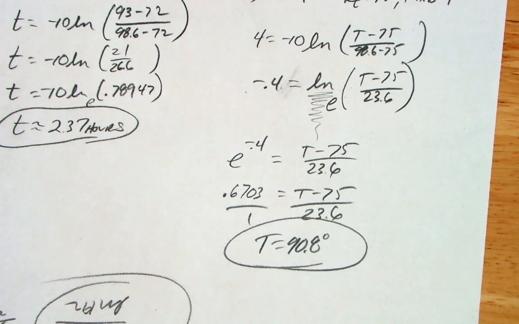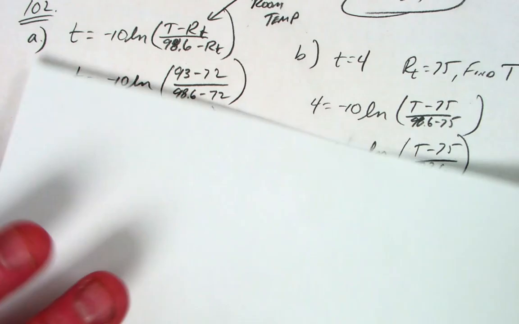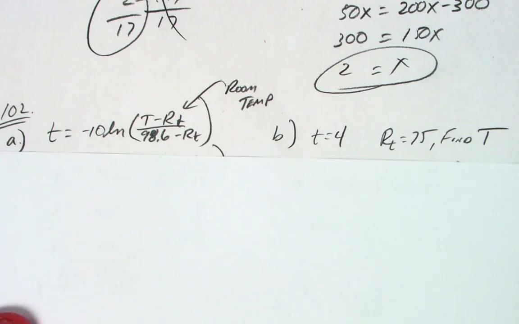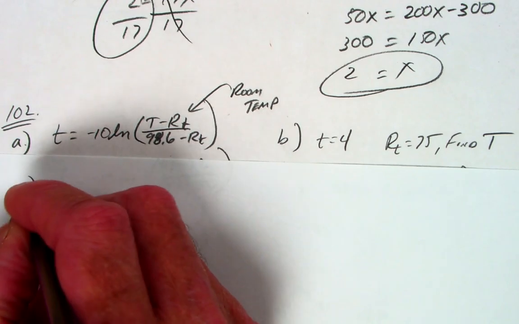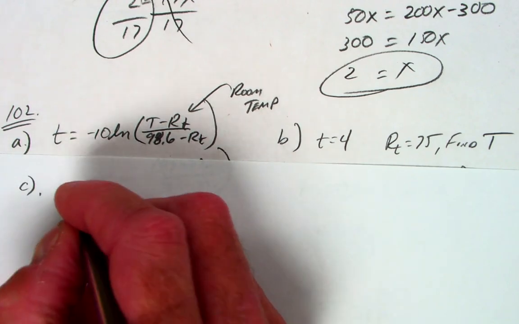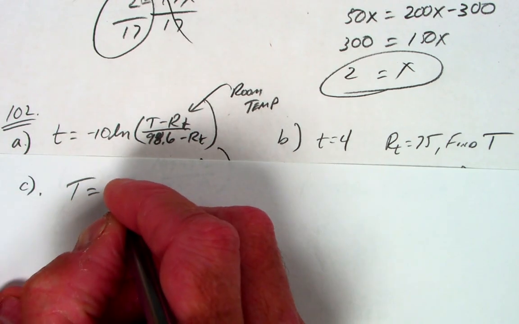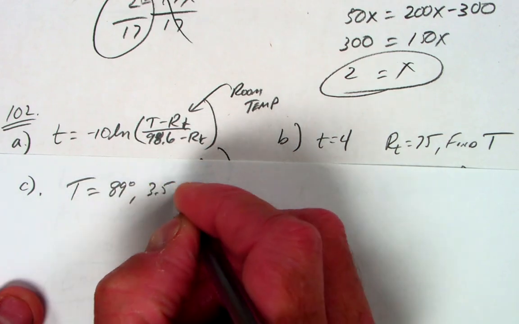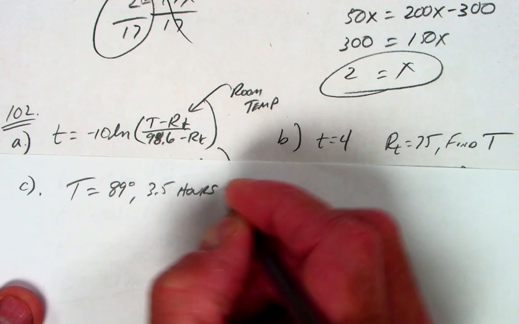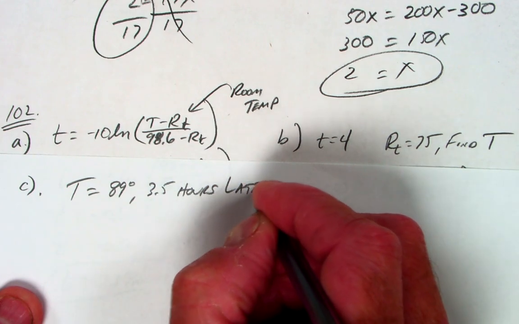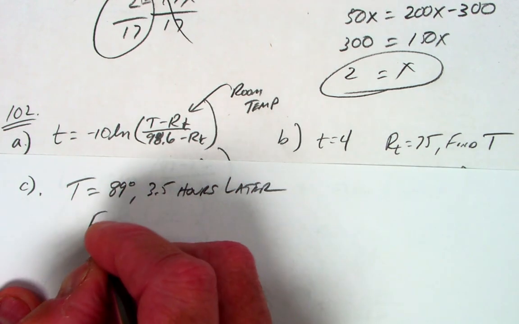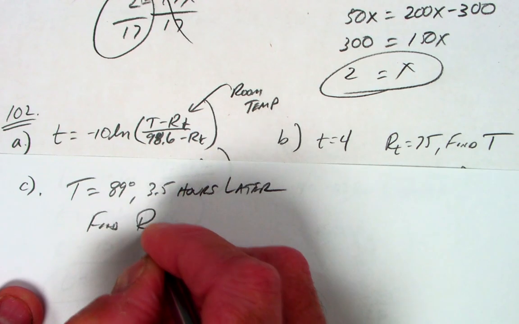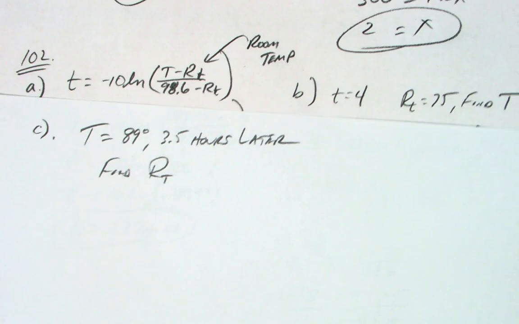Based upon the same scenario, we're going to use the same formula, so I'm just going to use this. So let's do part C now. The temperature is 89 degrees 3.5 hours after death. Find room temperature. Go, get started.